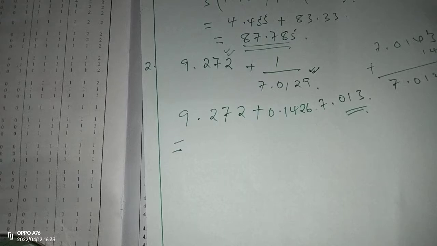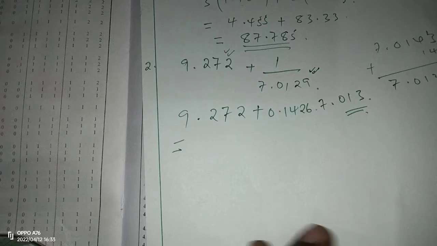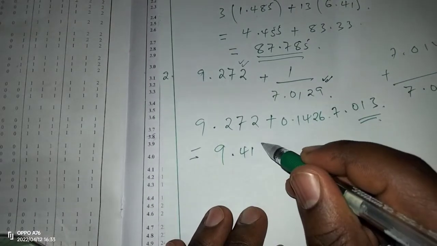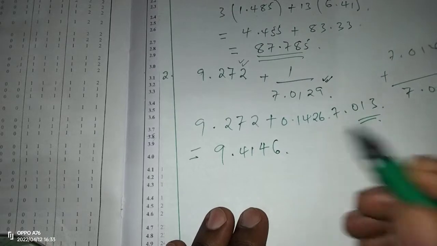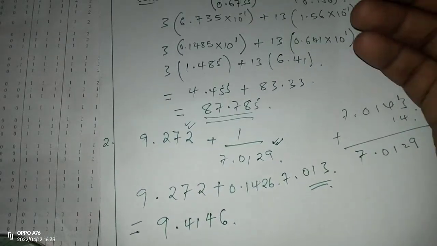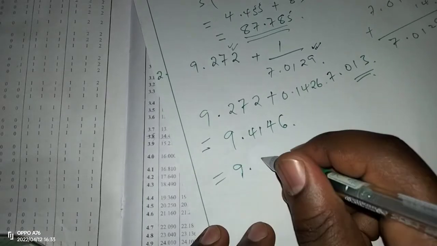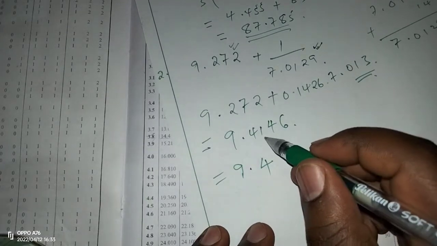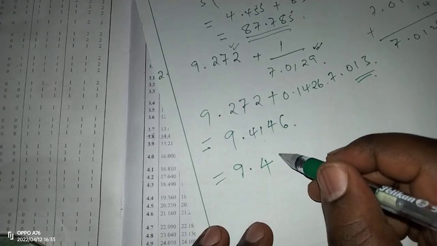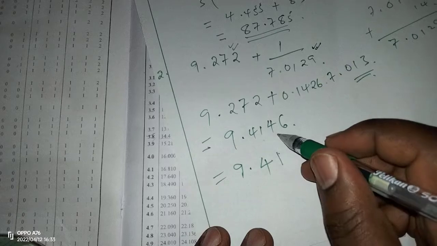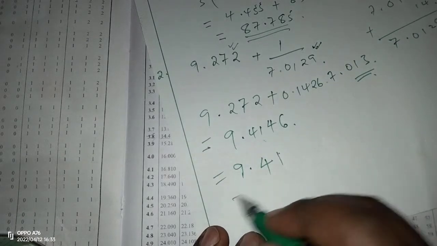Therefore, now we can combine. 9.272 plus 0.1426, and this gives us 9.4146. Remember, we've been told to 3 significant figures. Therefore, 9.41, because 4 cannot increase 1. Therefore, that will be the final answer.